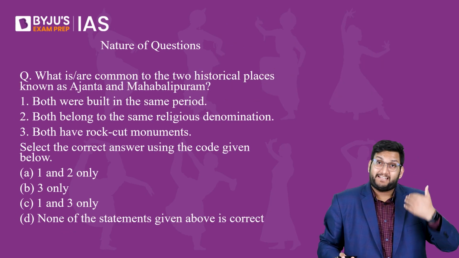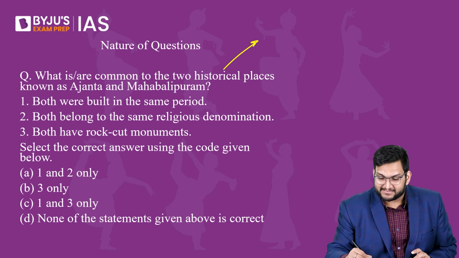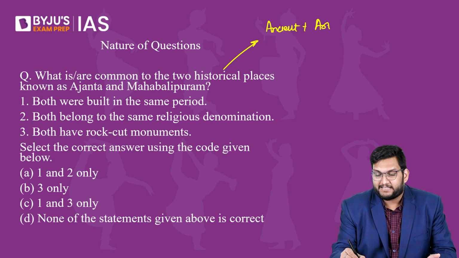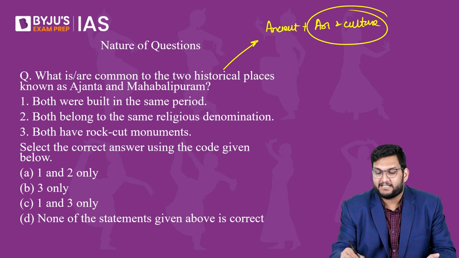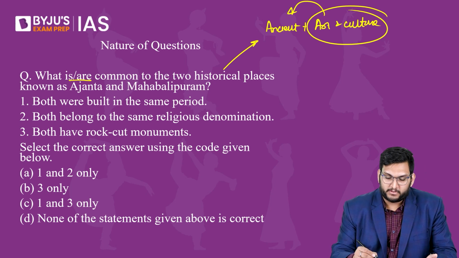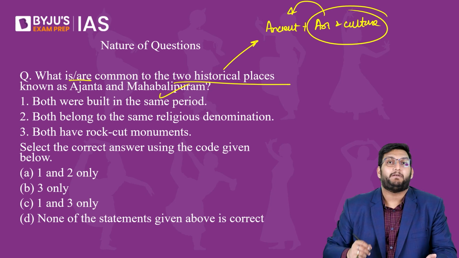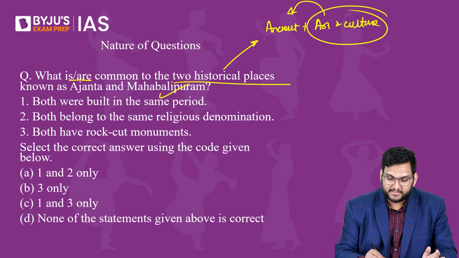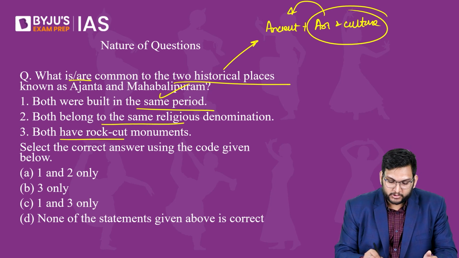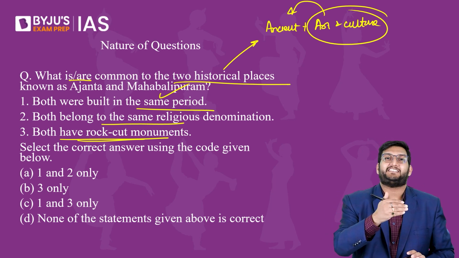Then we have another type of question which would be a little bit more difficult. It is comparative, but for this you need an understanding of ancient plus art and culture. This is why I tell you that art and culture needs ancient and medieval. For example, what is or are common to the 2 historical places, Ajanta and Mahabalipuram? Both were built in the same period. Both belong to the same religious denomination. Both have rock-cut monuments.